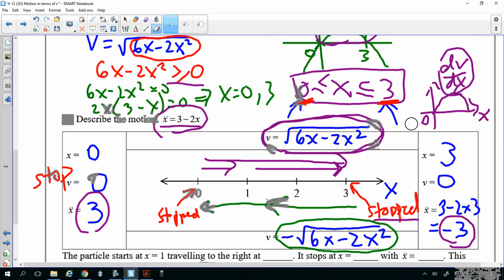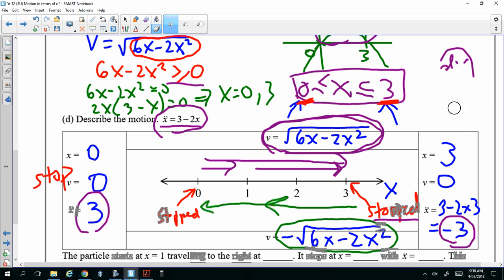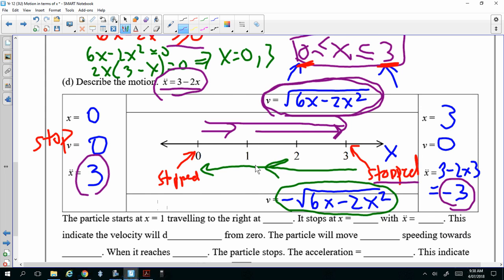We see that this is representative of simple harmonic motion, moves forward and moves backwards. And you will see another reason why it's simple harmonic, because it can be written in this form, -2(x - 3/2), which is the form for simple harmonic motion, with the center at 1.5.